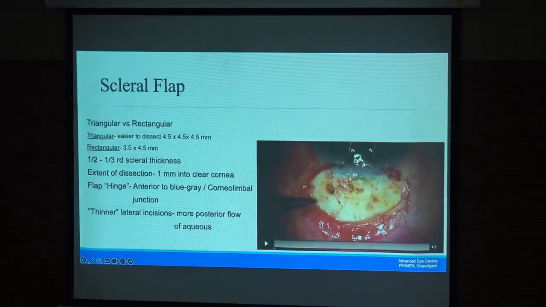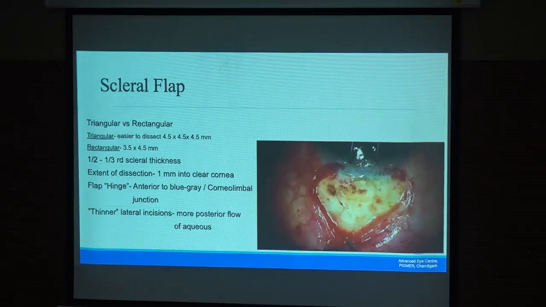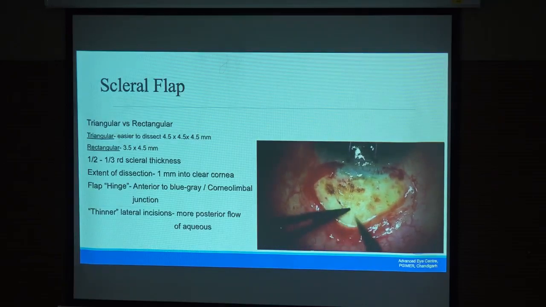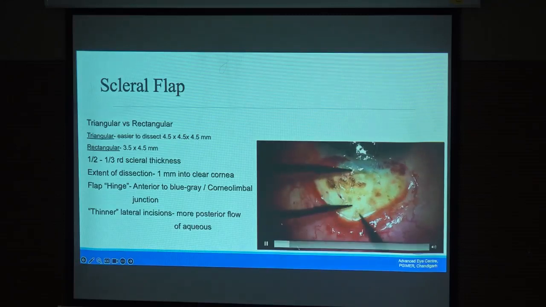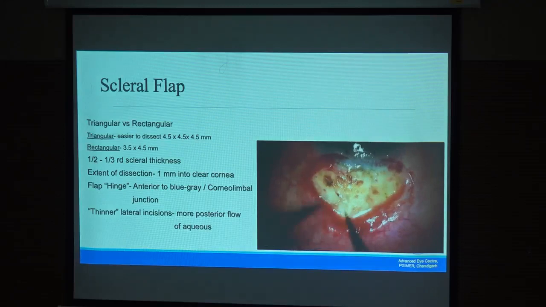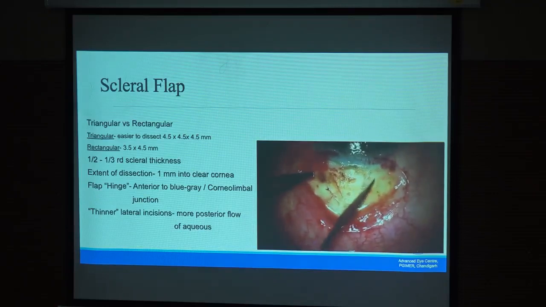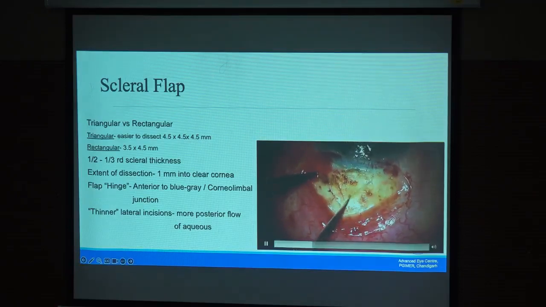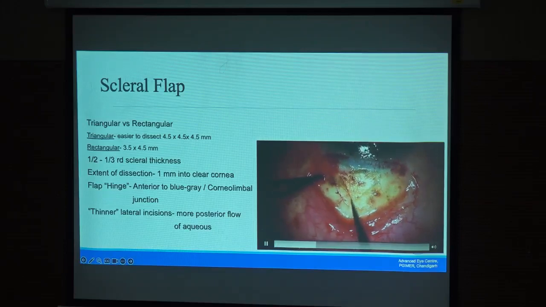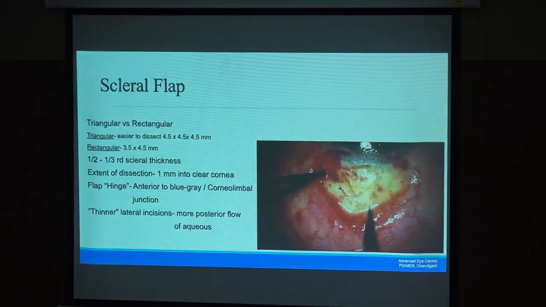Now making the scleral flap. You can make a triangular or rectangular flap. Triangular flap is easy, 4.2 to 4.5 into 4, like 4.5 into 4.5. Rectangular means 3.5 to 4.5 millimeter. This is making a triangular flap. Measure with a caliper. Then make the side incision with a side port or an 11 number surgical blade. Two side incisions, like this should be 3.5 and this should be 4.5. Then just lift the apex of the triangular incision.